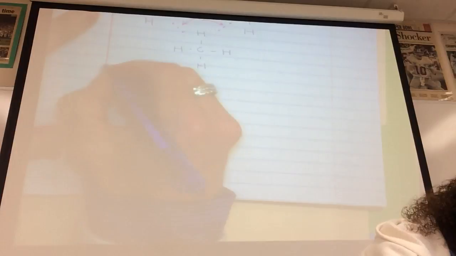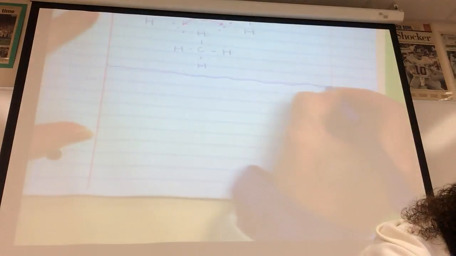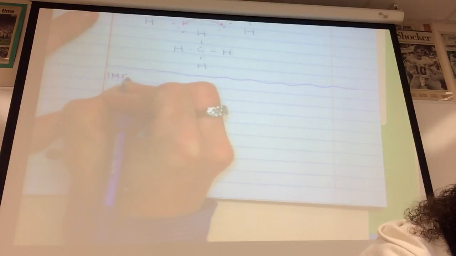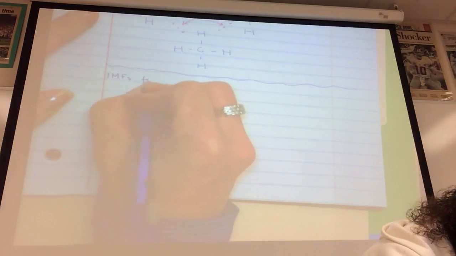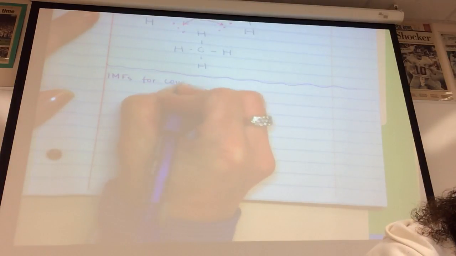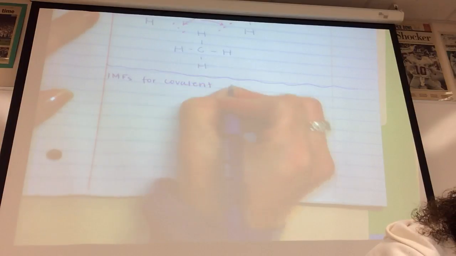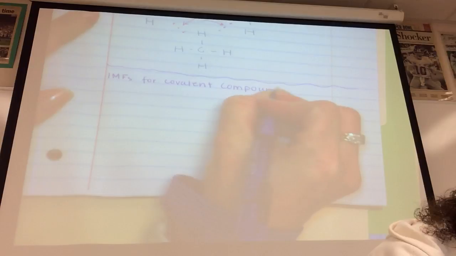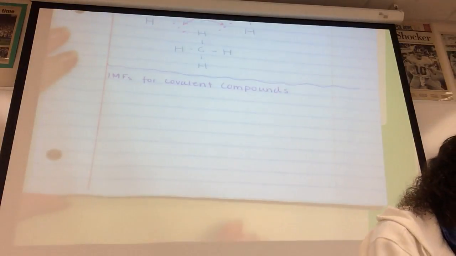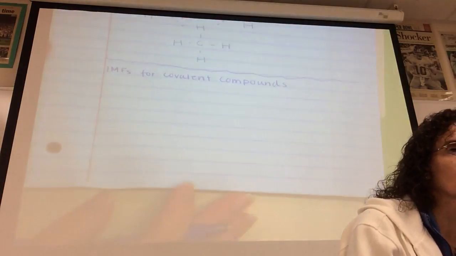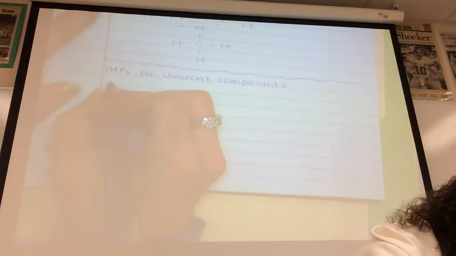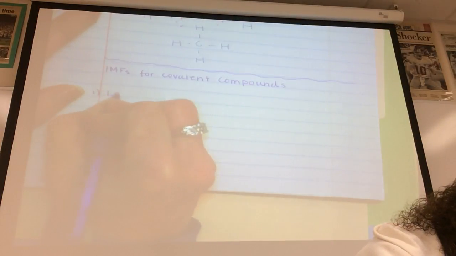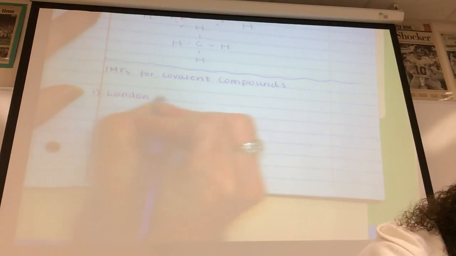In any event, when you're considering intermolecular forces, again abbreviated as IMFs, for covalent compounds, and again, these will be between covalent substances, there are three types that we want to look at. The first, which is the weakest, are the London dispersion forces.